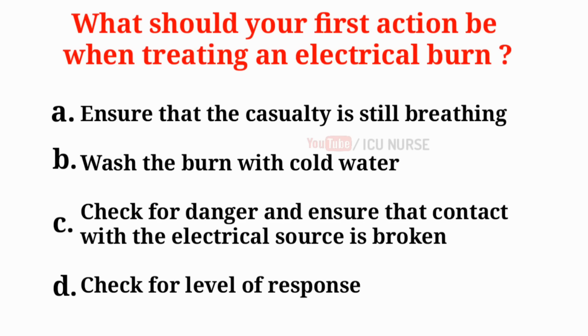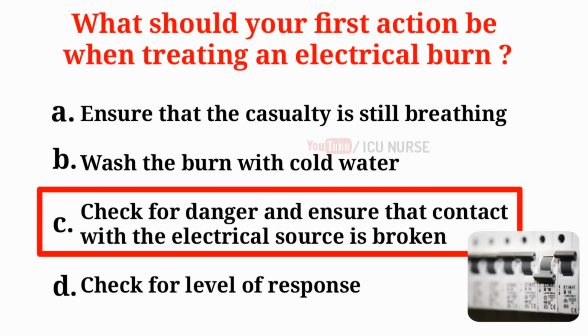What should your first action be when treating an electrical burn? A. Ensure that the casualty is still breathing. B. Wash the burn with cold water. C. Check for danger and ensure that contact with the electrical source is broken. D. Check for level of response. And the correct answer is C. Check for danger and ensure that contact with the electrical source is broken.